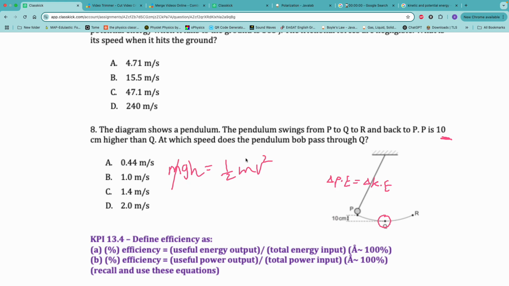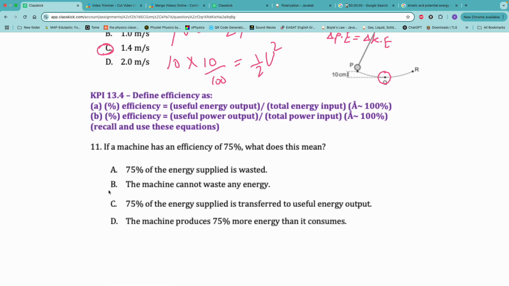We have no information about mass. It can be cancelled from both sides. g is 10, which is known. The height is in centimeters, so you have to convert from centimeters to meters simply by dividing over 100. So 10 over 100 is equal to half v squared. Using a calculator, finally you get that v is 1.4 meters per second.